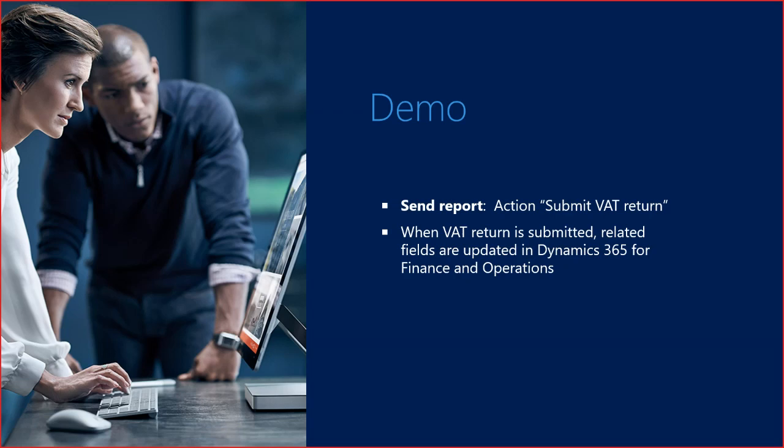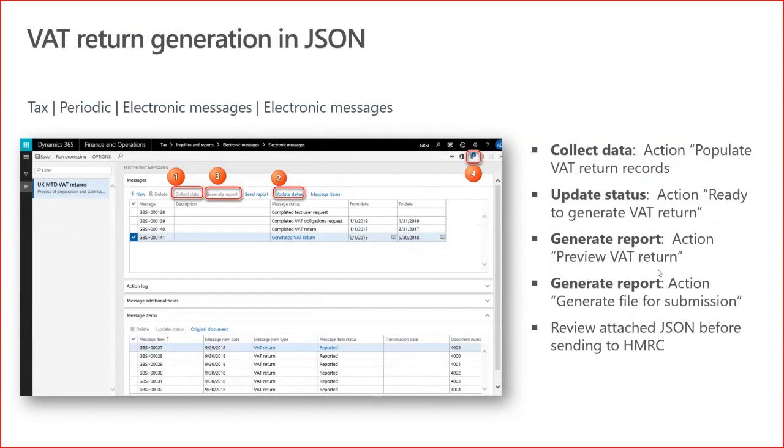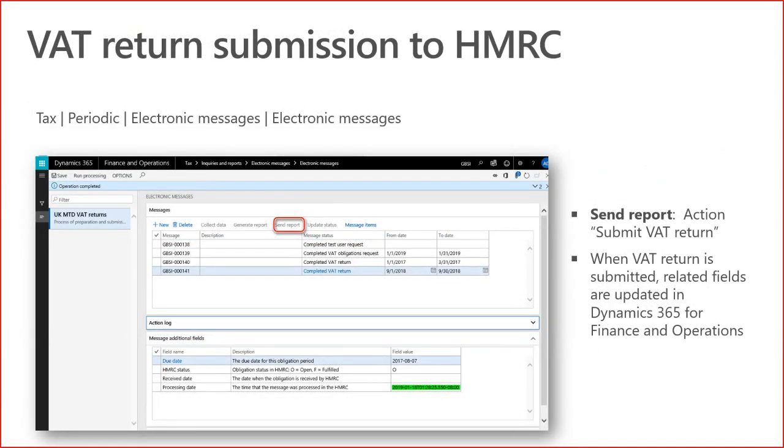Fine. As a result of this demo, we know how to retrieve information about VAT obligations from HMRC by selecting the Create VAT Obligation Request action, how to generate a VAT return in Excel for preview or in JSON format for further submission, and how to submit this generated file to HMRC.